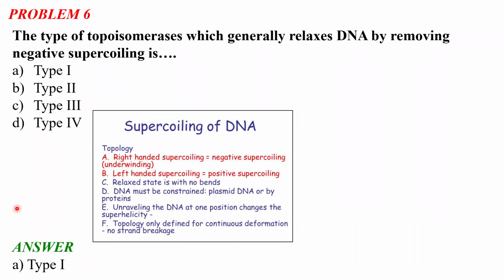So what is the supercoiling of DNA? There are two types of supercoiling. One is right-handed supercoiling, which is known as the negative supercoiling or underwinding, and there is a left-handed supercoiling, which is known as positive supercoiling. So relaxed states of the DNA do not have any bends. The DNA must be constrained, by plasmid DNA or by proteins. Unraveling the DNA at one position changes the superhelicity. Topology is only defined for continuous deformation, no strand breakage.